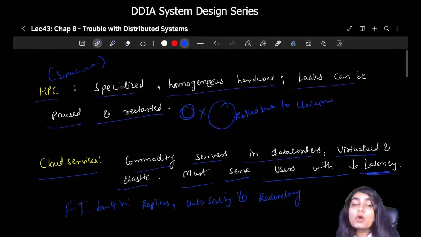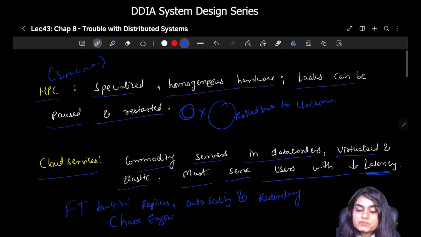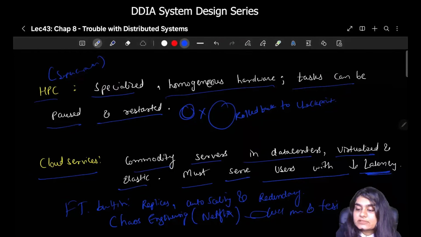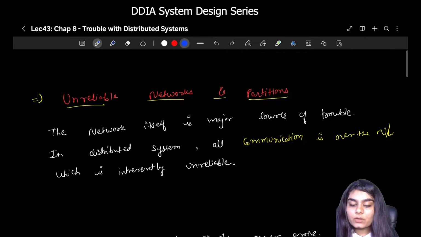Cloud environments often use techniques like chaos engineering, which we have discussed is also used by Netflix to deliberately kill machines and test resilience. Okay, so now let's talk about unreliable networks and partitions.